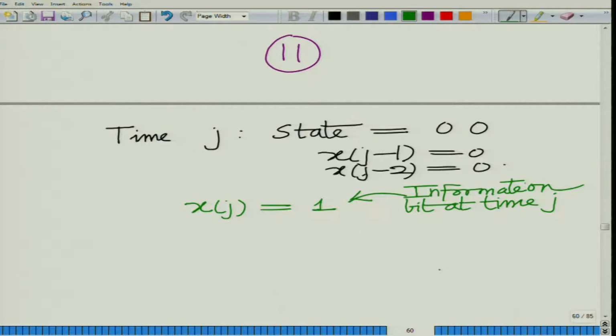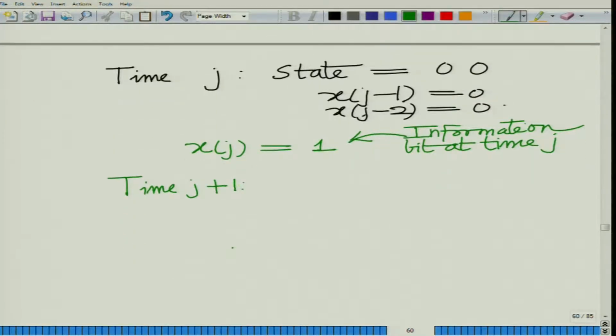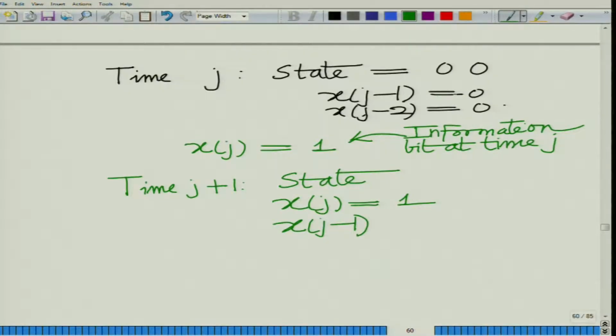Now you can see, if this is the information bit at time j plus 1, the state at time j plus 1 will be comprised of xj, which is equal to 1, and xj minus 1, which here is 0. So the state will be equal to 1 0.